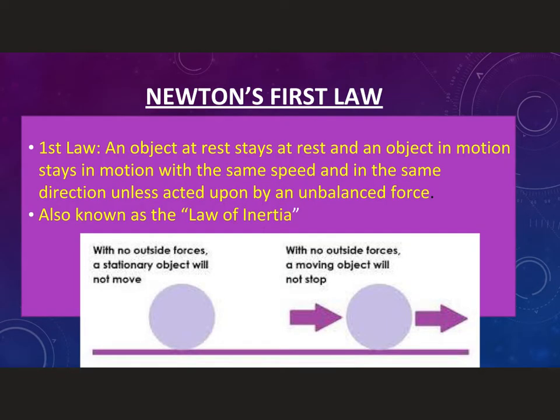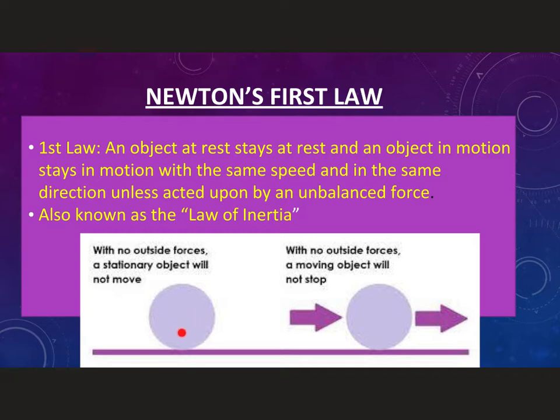Newton's first law states an object at rest stays at rest, an object in motion stays in motion with the same speed in the same direction, so same velocity, unless acted upon by an unbalanced force. It's also known as the law of inertia, because, as we said earlier, inertia is just a term for things not wanting to change their motion. Newton's first law says it's going to take an unbalanced force to make things move differently than they're already moving.